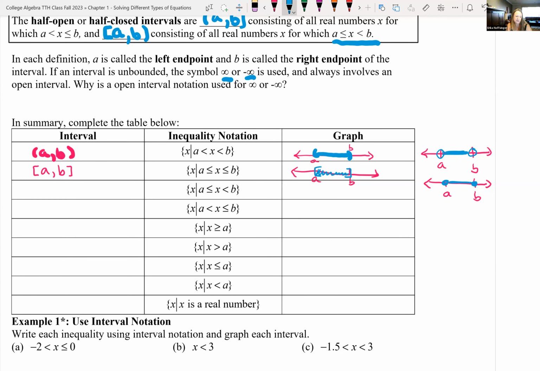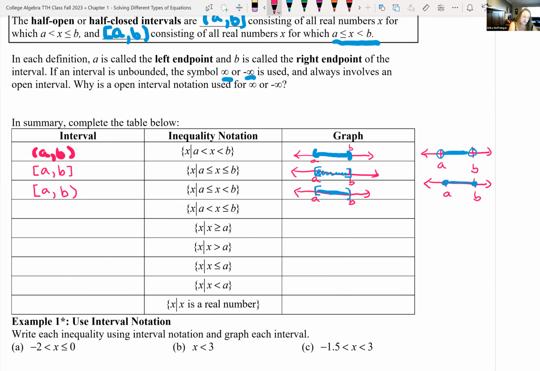So the next inequality, A is less than or equal to x, which is less than B. So one of the endpoints is included, one of them is not. We're including A, so we put a bracket. And then we're not including B, so we put a parenthesis. So graphically, we're including A, so bracket on A, not including B, so parenthesis, and shade everything in between.